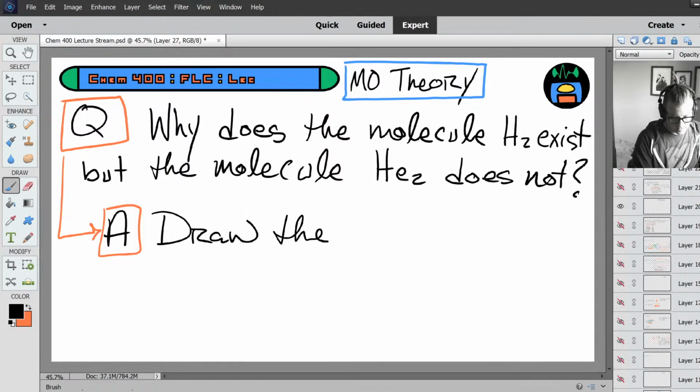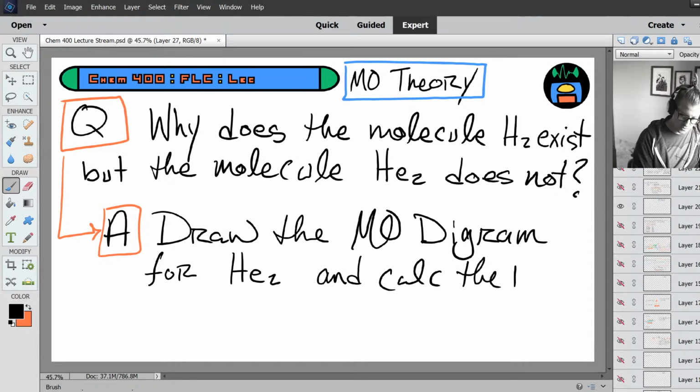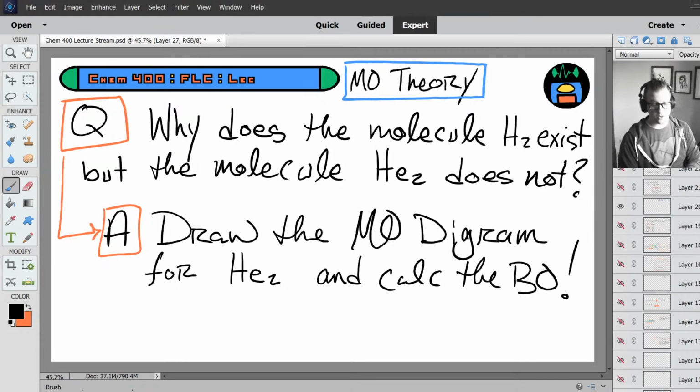Draw the MO diagram for dihelium and calculate the bond order. See what you come up with. And we will pick up there in lecture on Monday.